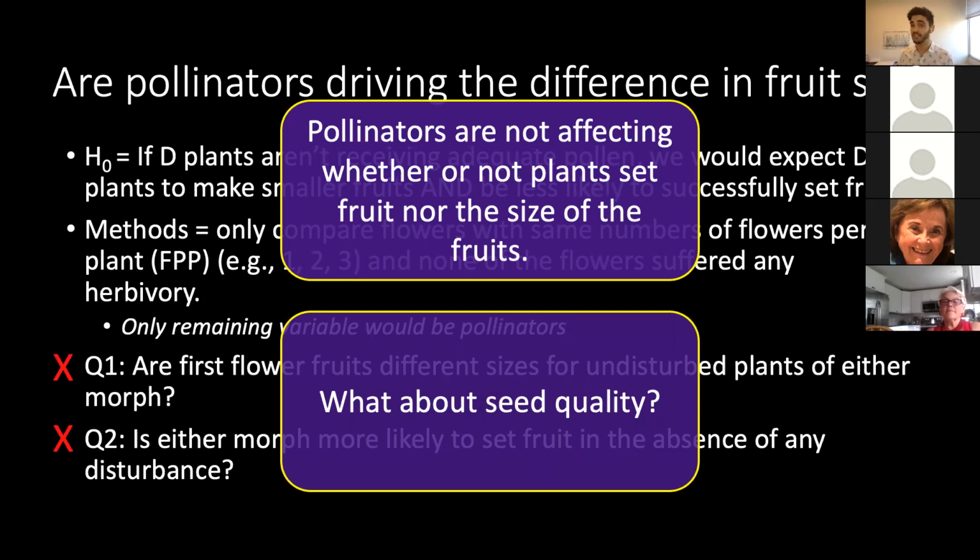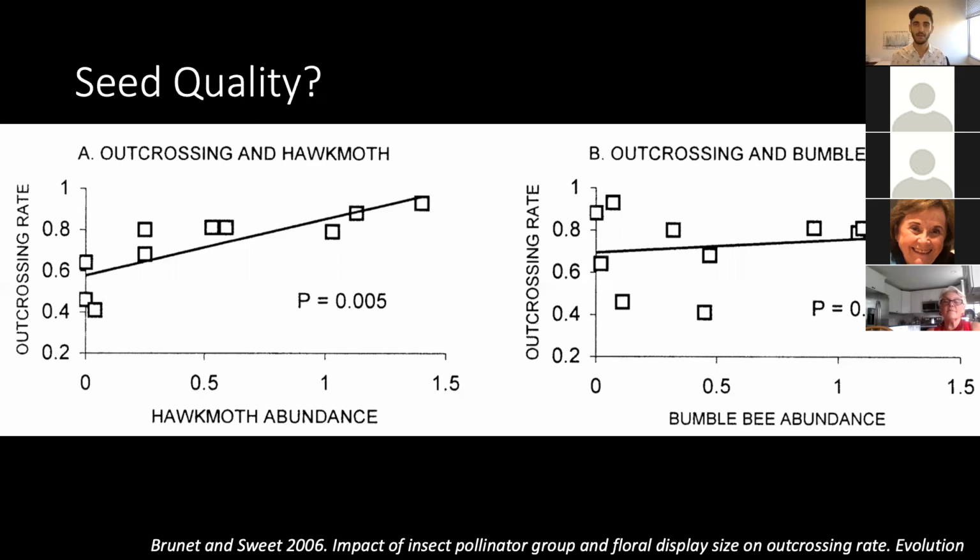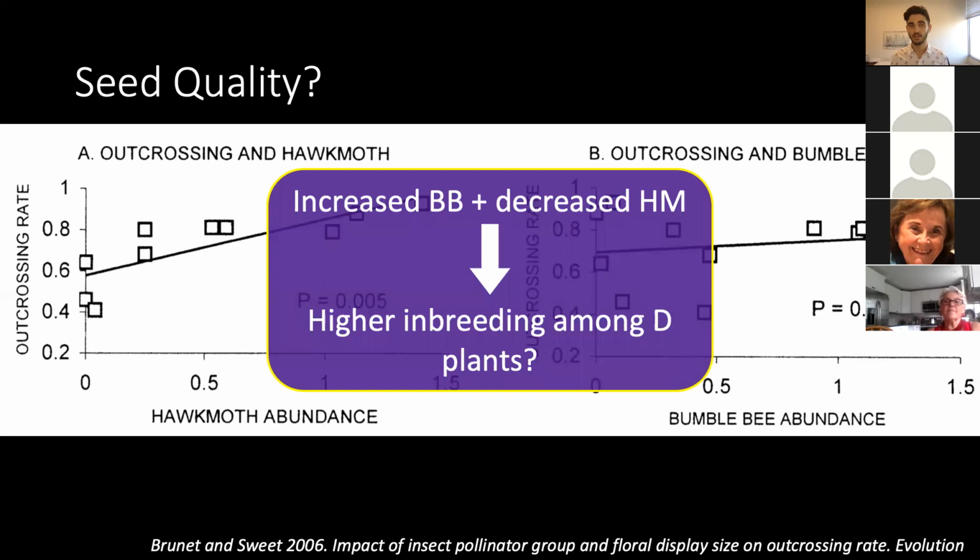Now, they could be affecting seed quality. We know that as hawk moth abundance increases, outcrossing rate increases as well. And we don't see that relationship with bumblebees. So if Dahliae are losing hawk moth pollination, could an increased amount of bumblebee plus a decreased amount of hawk moth visitation lead to higher inbreeding in the Dahliae plants? Keep in mind, these plants suffer from inbreeding depression. So this might not be great for Dahliaes.